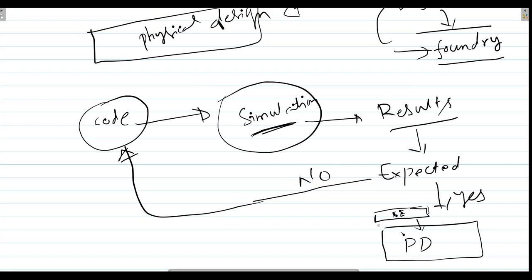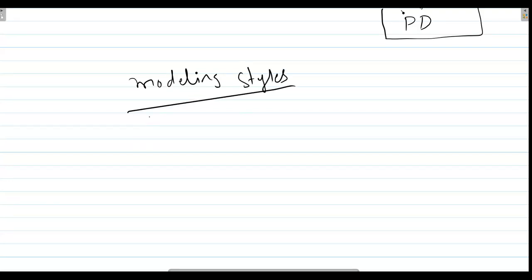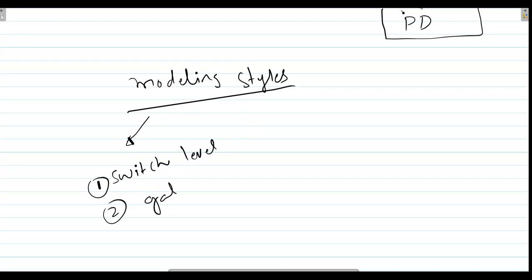So here, in the Verilog language, there are different modeling styles. Those modeling styles are: one is switch level modeling. Kindly go through that on the GitHub, I already provided. And then the other is gate level modeling.